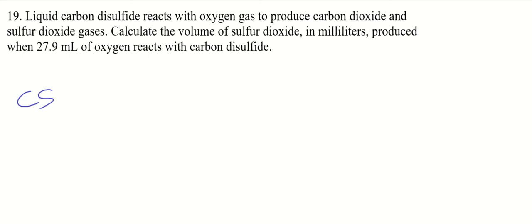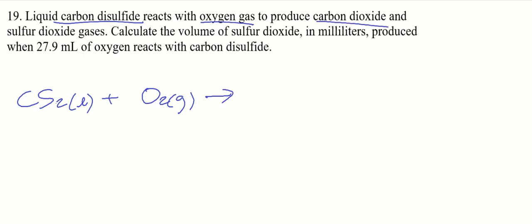Carbon disulfide liquid reacts with oxygen. Those are reactants. Oxygen is a diatomic element. Okay, so those are our reactants, and they're going to be used to produce carbon dioxide and sulfur dioxide gases.